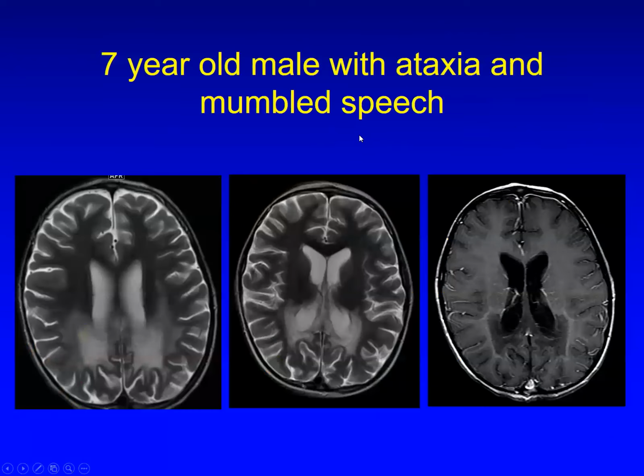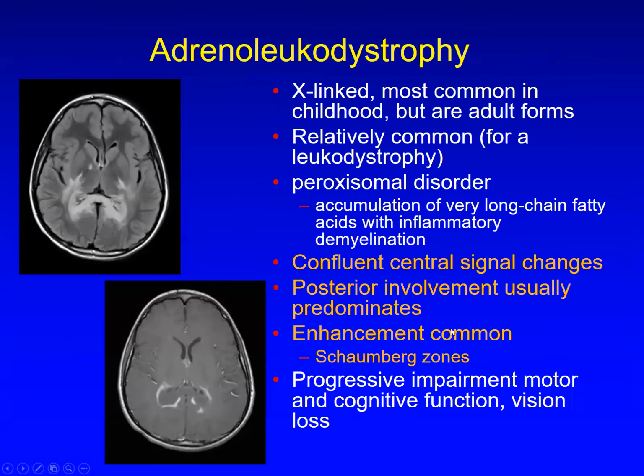Okay, so 7-year-old male with ataxia and mumbled speech. What do we have here? Well, also a centripetal pattern, right? It's predominantly central, but we still have preservation of some of these subcortical areas of myelination. Symmetric. This one has a very striking posterior predominance, right? Peritrigonal, splenium of the corpus callosum. This actually does have a little bit of contrast along the outer margins. This is a case of adrenoleukodystrophy.